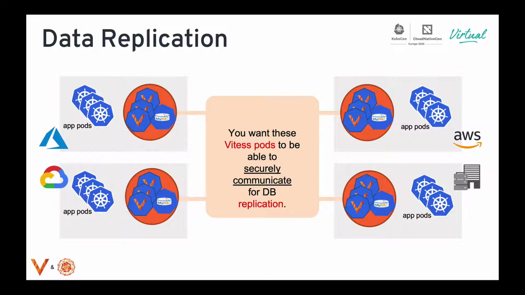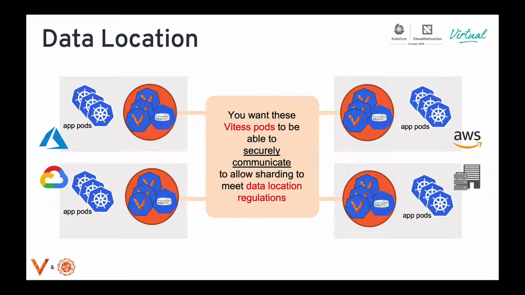Vitess provides durability by replicating shards across cells, and for replication to work, Vitess needs to be able to securely communicate across availability zones, regions, and/or cloud providers. Another Vitess multi-cloud use case is being able to comply with data location regulations without re-architecting your application. Vitess sharding will handle routing data and traffic to the appropriate jurisdiction with little to no changes to your application.